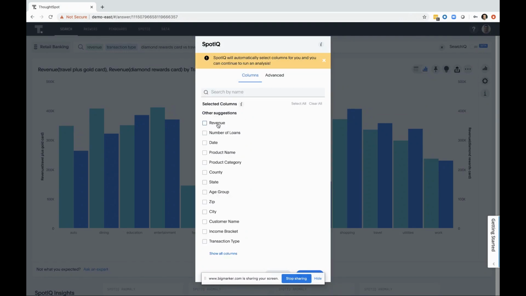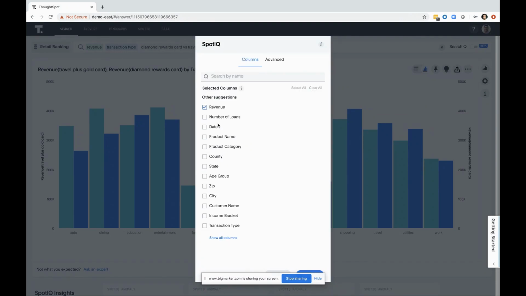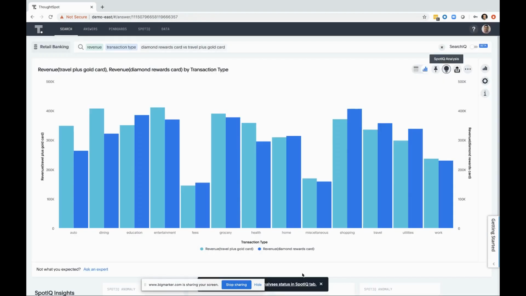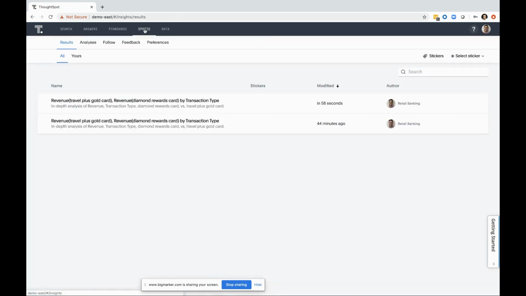And I could tell it what to focus on. I might be interested in looking at revenue over time and focusing on product categories. And with that, I'll just hit analyze the data for me. So what this is now doing is taking those specific set of questions and the search that I've done, and it's running and drilling into the details in thousands of different ways with machine learning algorithms. And it's going to come back to me with certain results.